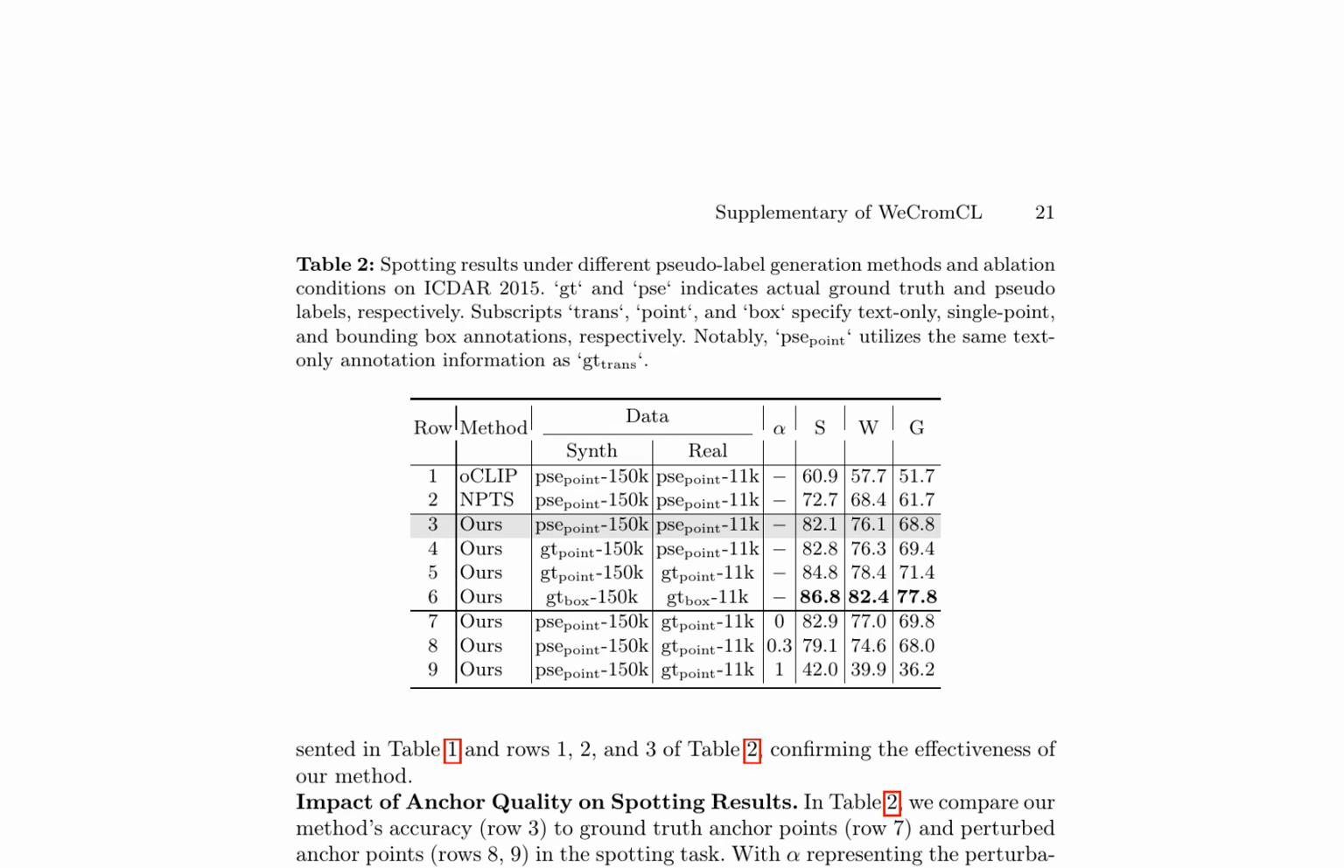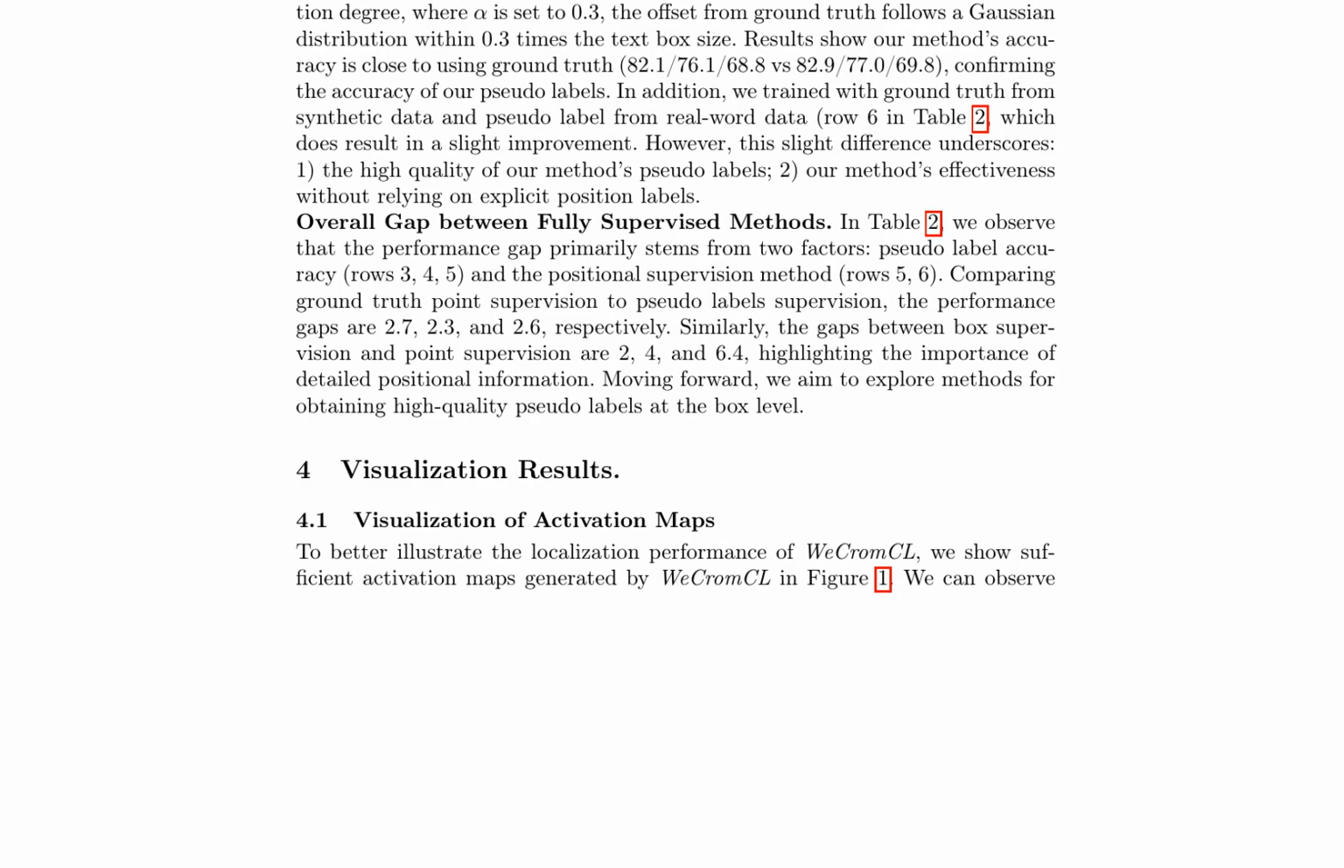The supplementary page provides an in-depth analysis of the spotting results under various pseudo-label generation methods and ablation conditions on the ICDAR 2015 dataset. It showcases the efficacy of the proposed method, particularly in text-only and single-point annotations. A comparative table illustrates the accuracy of the proposed method against ground truth and perturbed anchor points, demonstrating the high quality of the pseudo-labels generated. The results underscore the significance of detailed positional information, leading to a performance gap with fully supervised methods. The section concludes by expressing the intent to explore methods for obtaining high-quality pseudo-labels at the box level.